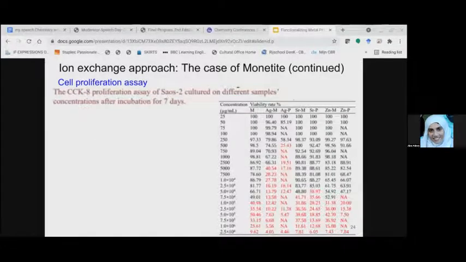In order to know whether this antimicrobial activity has compromised the cytocompatibility, which is very important, because we cannot apply a material that is cytotoxic, I did a cell proliferation assay, from which we can see that silver is the most cytotoxic. And zinc is actually the least cytotoxic.